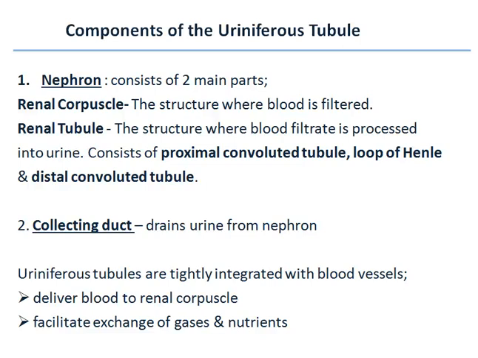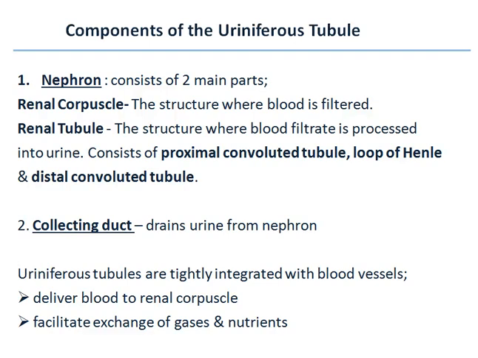Now a key fact to note is the Uriniferous tubules are tightly integrated with blood vessels. That's logical because a key role of the kidney is to filter and purify the blood. The roles of these local blood vessels are to deliver the blood to the renal corpuscle where the filtration occurs, and then also to facilitate further exchange of gases and nutrients during the processes of reabsorption and tubular secretion.